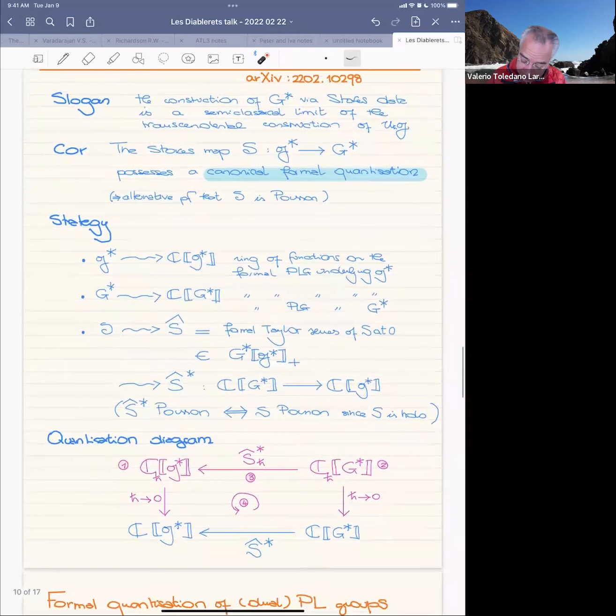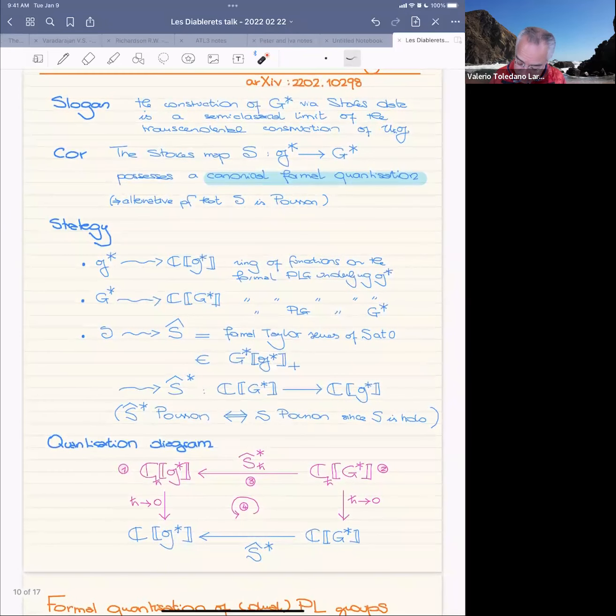So we want to prove this. So what is the strategy? The strategy is we want to quantize everything. To do that, we are going to do this in a formal setting. So I'm going to look at G star as this linear Poisson manifold, and I'm going to replace it with the ring of functions on the underlying formal Lie group. That means I'm just going to take formal power series on G star.